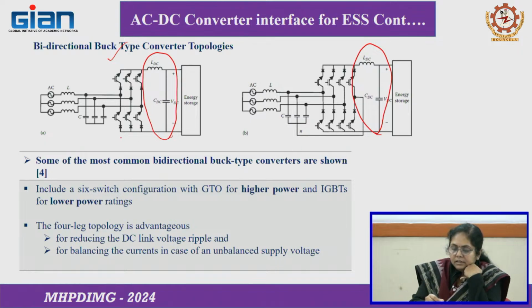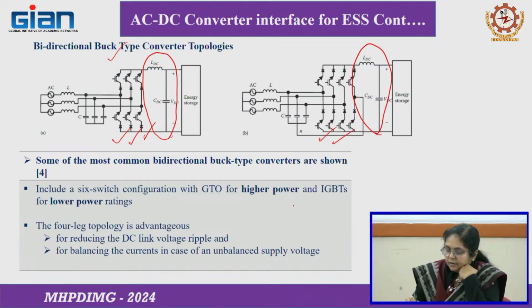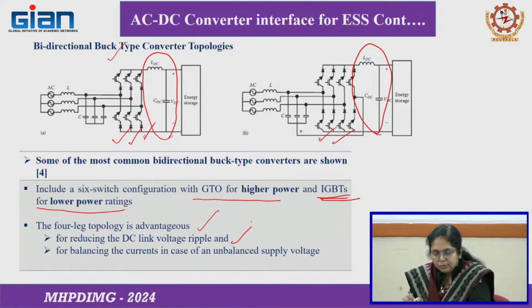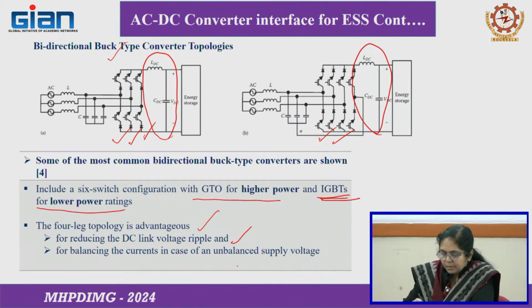Okay. This is a 3-leg, it uses 3 legs, and for high power the switches can be GTOs, and for low power applications the switches can be IGBTs. So, this 4-leg topology is advantageous because it reduces the DC link voltage ripple, and also for balancing currents in case of an unbalanced supply system.